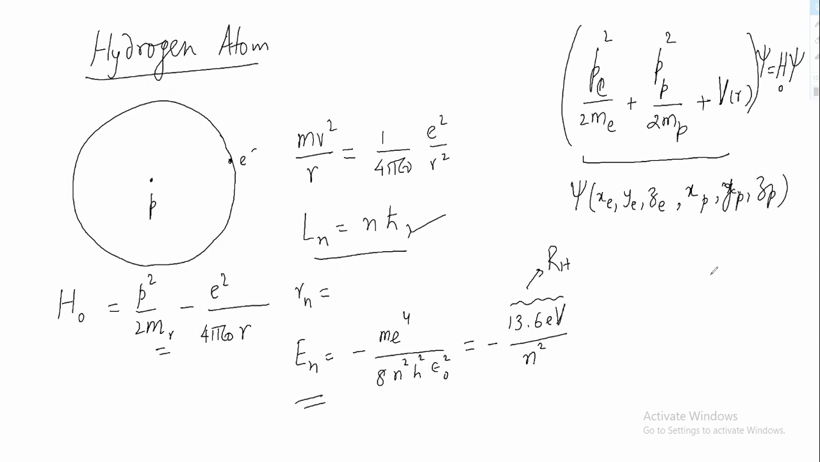But instead of solving this, we introduce, if you recall from your B.Sc final days, the relative coordinate and the center of mass coordinate. Those who have not studied it will look at it again from the B.Sc book. What was the relative coordinate? The relative coordinate was r equals r_e minus r_p, or r_p minus r_e, whatever you call it.